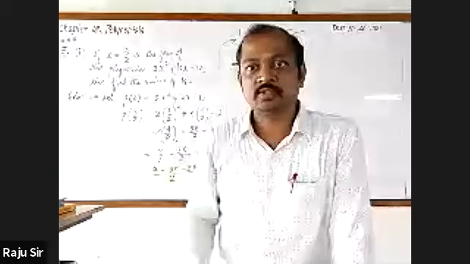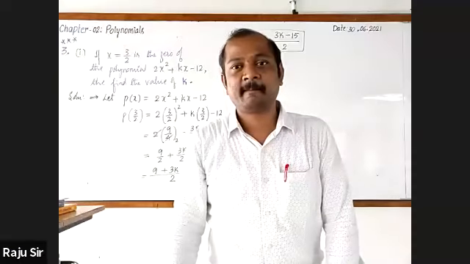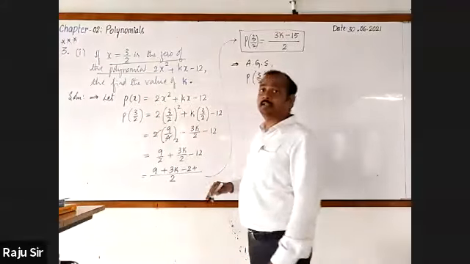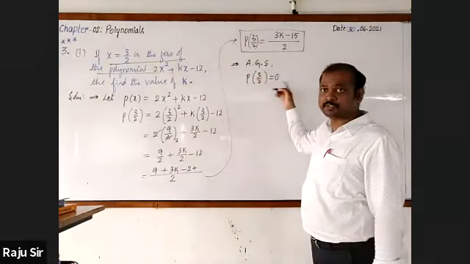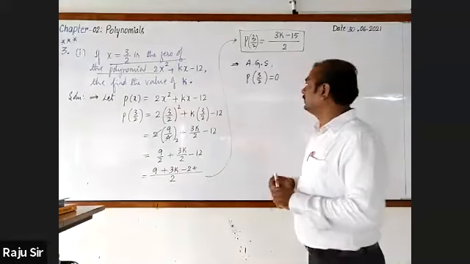Sir, have you got it? AGS means what, sir? I'll tell you. According to the given statement. Very good. Somebody else. According to the given statement, what statement have they given? 3 by 2 is the zero of the polynomial. Hence, P of 3 by 2 is 0. Clear? Okay. Yes, now sir, proceed.